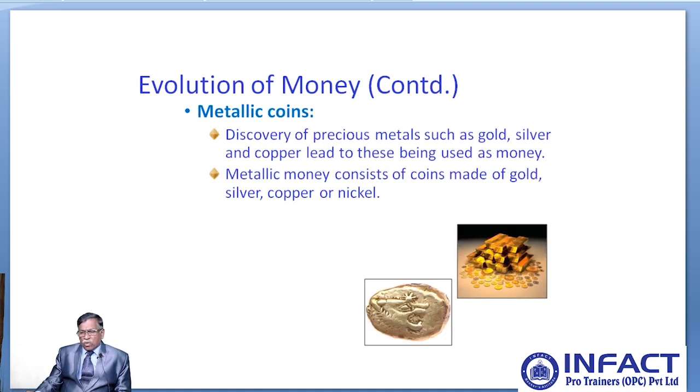Then what are metallic coins? Discovery of precious metals such as gold, silver, and copper led to these being used as money. You would have heard about it. Silver coins or gold coins were used a long time back during our Raja's period, where they minted these coins and put them in public for usage. Metallic money consists of coins made of gold, silver, copper, or nickel. As on date, the coins being used today are made of nickel.